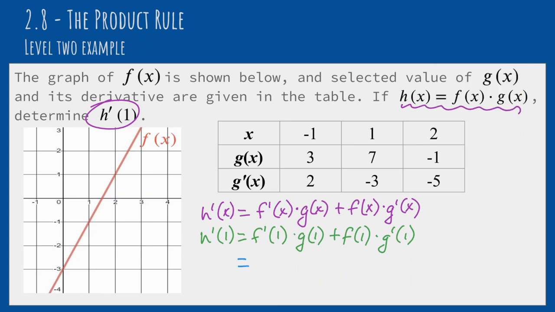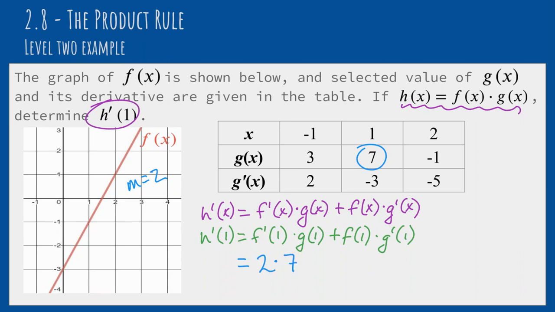So f prime of 1 is the derivative of f at 1, so the slope of the tangent line at 1. Conveniently, f is a straight line, so the derivative of f at all points is just the slope of that line, and the slope of this line is 2. So f prime of x is going to be 2, but in particular f prime of 1 is going to be 2. And then we have g of 1. So g of 1 is going to be given to us right there.